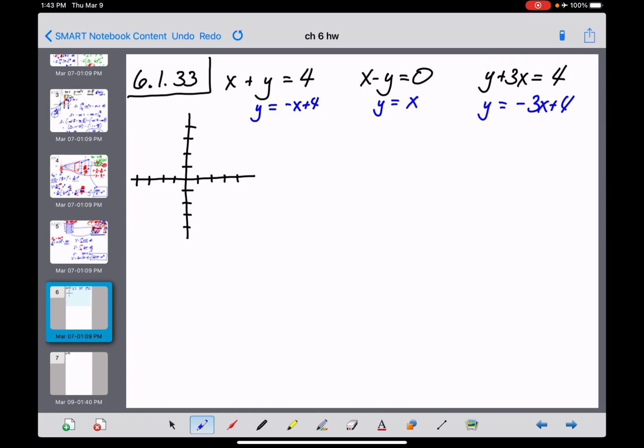Our first line has a y-intercept of 4 and a slope of negative 1. I'll go down 4 and right 4, and connecting those two points should give us that first line looking something like that. Second one, y equals x, passes through the origin with a slope of positive 1, at a 45-degree angle, like so. And our final line is y equals negative 3x plus 4. Same y-intercept of 4, but now we're going down 3 and right 1, which should get us to this point over here. All right, so there's the third line.